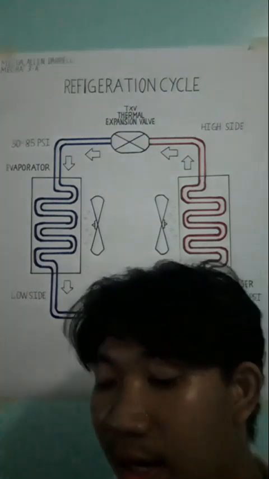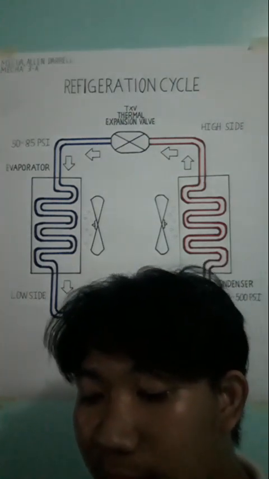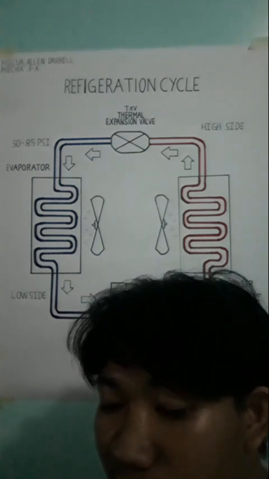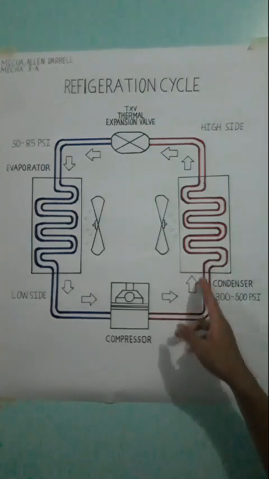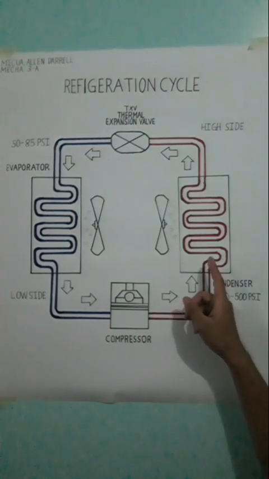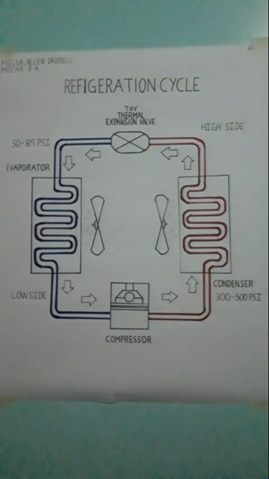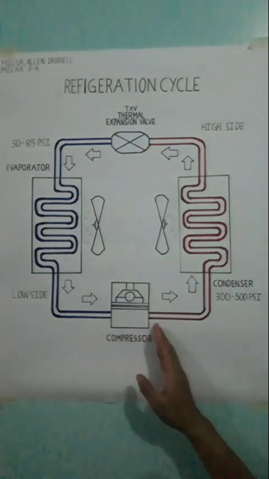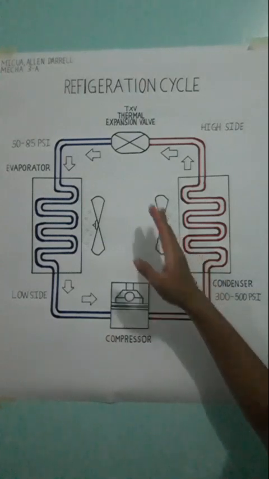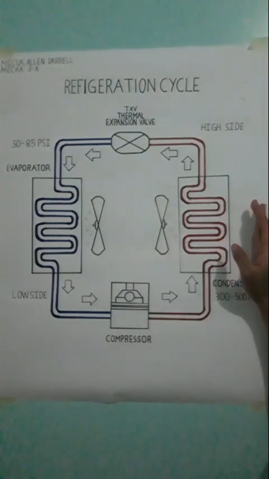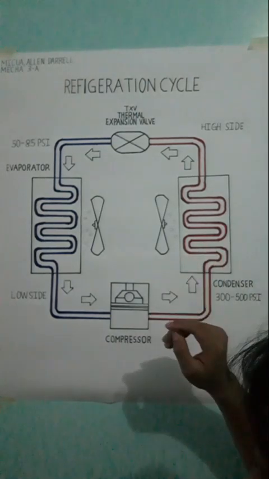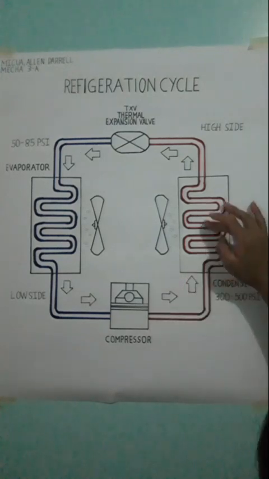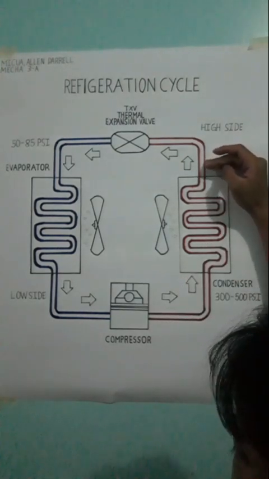Next, the high pressure, high temperature refrigerant gas flows into the condenser. Here, the gas releases heat to the surrounding air or water, causing it to condense into a high pressure liquid. So, from the compressor to the condenser, the fan rejects heat. Then it becomes a high pressure liquid.